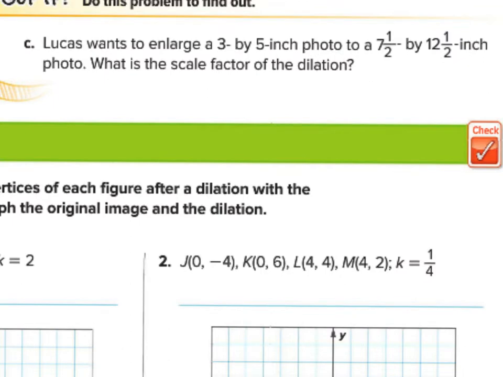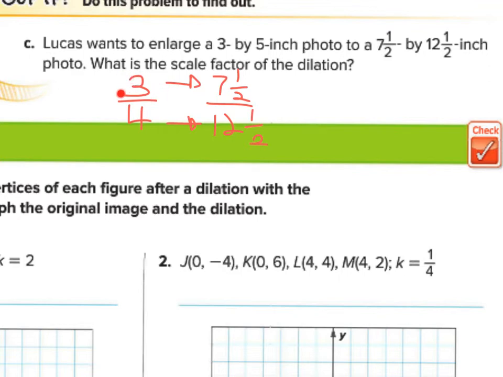All right, last example. Lucas wants to enlarge a 3 by 5 inch photo to a 7.5 by 12.5 inch photo. What is the scale factor of the dilation? Essentially what we have to do is write this down as a ratio, right? So we have a ratio there, and we know that the 3 will become 7.5, and the 5 will become 12.5. So we have to figure out what it is that we have to do to go from this size to this size, and from this size to this size.